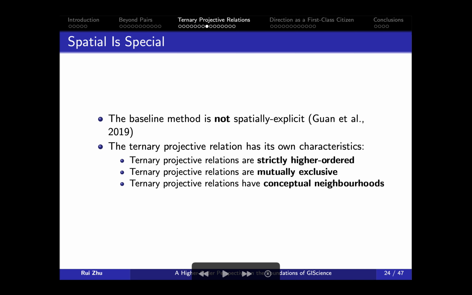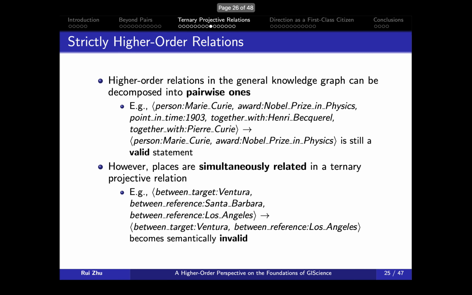Even though this model can predict general higher-order relations, it is not spatially explicit. For ternary projective relations particularly, we observe that they have three characteristics, including the strict definition of higher order, mutual exclusivity, as well as their conceptual neighborhoods. I will discuss them one by one and show how we modify the model to make it spatially explicit.